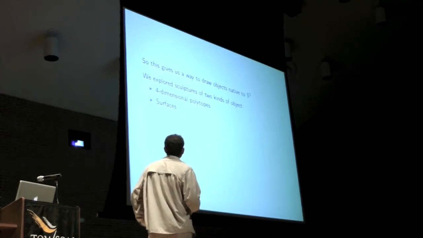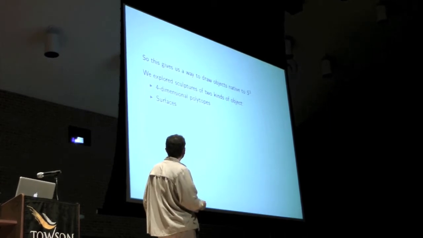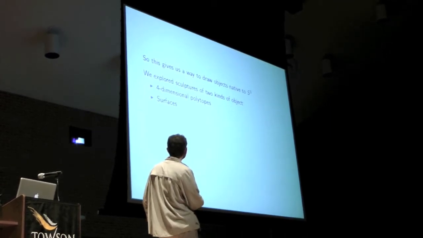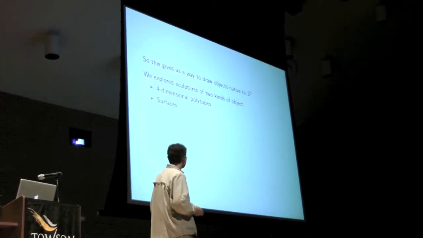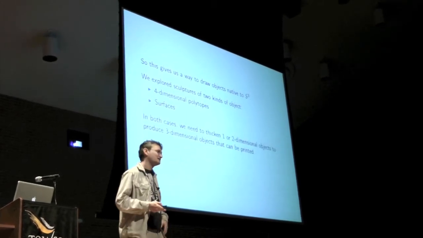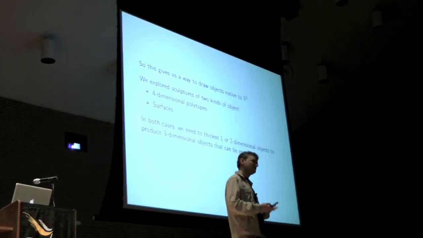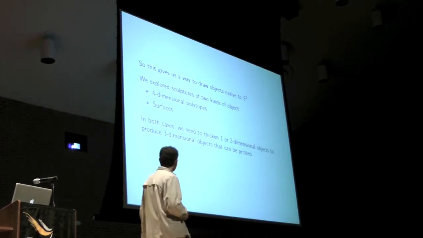So what are we going to do with this? We looked at a couple of different examples of kinds of objects, 4-dimensional polytopes, and then surfaces, and I'll talk about both of these. And in both cases, we're going to come back again and again to this problem of needing to thicken up 1-dimensional or 2-dimensional objects into 3-dimensional objects so we can print them.